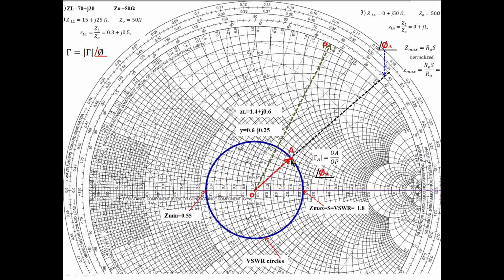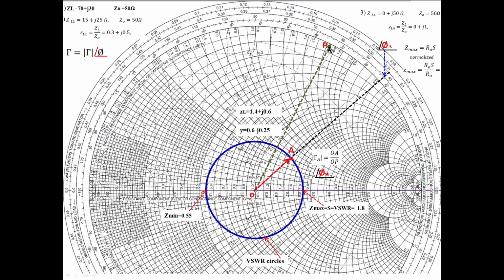Now to find the reflection coefficient, you measure this distance from the center of the Smith chart to the load point, that is OA, and take it as the numerator. Then measure the distance from the center of the Smith chart to the outer circle, the zero circle. Draw a line from here to here, or measure the distance using a scale, on the hard copy of your Smith chart. You can take any point on the outer circle.